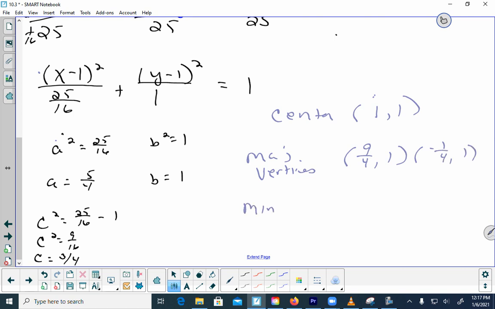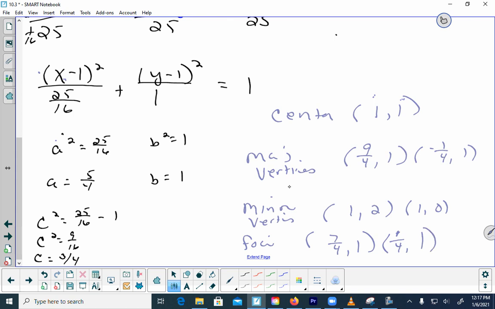My minor vertices are going to be adding or subtracting 1 to the y coordinate. So they're going to be 1, 2, and 1, 0. And then my foci, I'm going to add this 3/4 to the x coordinate. So when I add it to the x coordinate, I'm going to get 7/4, 1. And when I subtract it from the x coordinate, I'm going to get 1/4, 1. And those are my foci. It doesn't ask me to graph, so I'm not going to graph, but there's all the information.